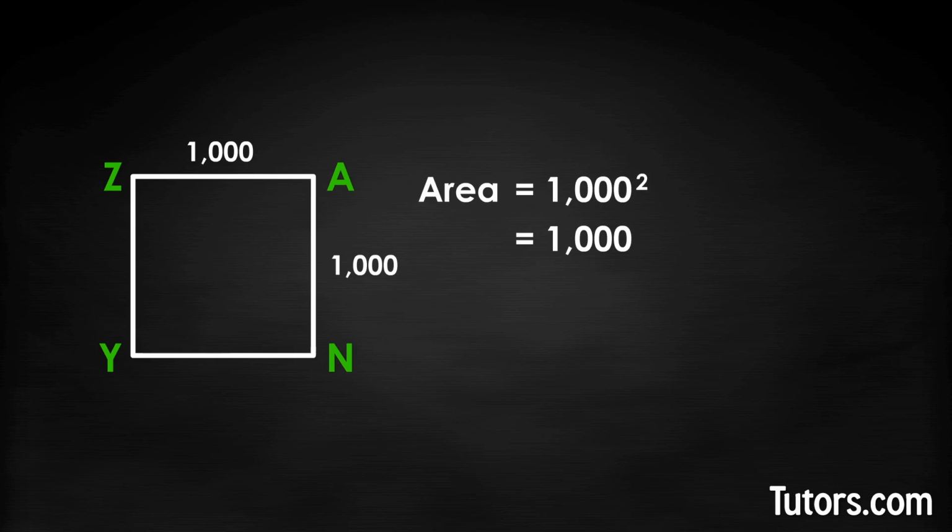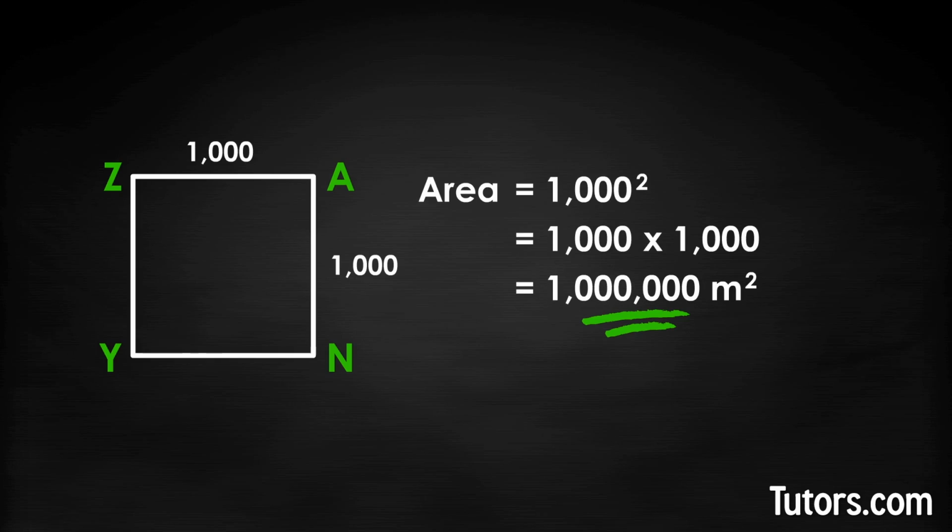Try it yourself. Take our same square, ZANY, with sides of 1,000 meters. What is its area in square meters? Area equals 1,000 squared, which is 1,000 times 1,000 meters. Area equals 1,000,000 square meters.